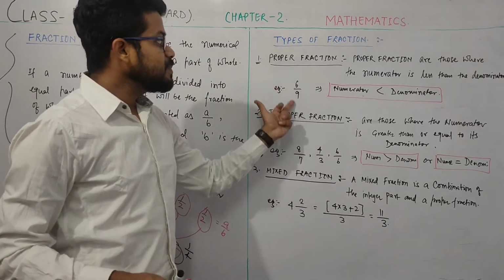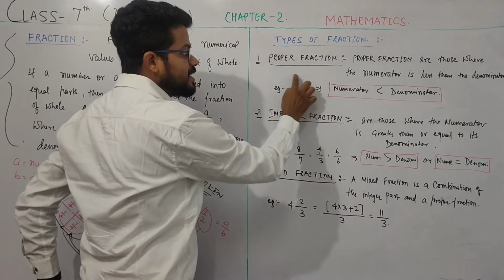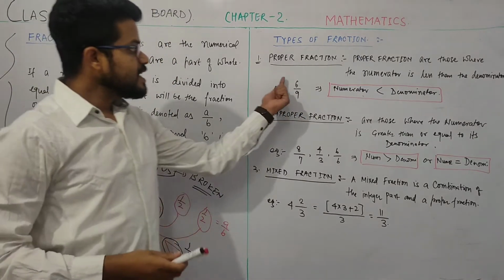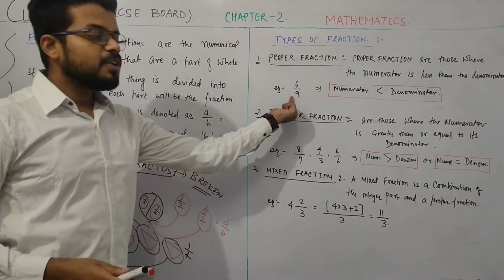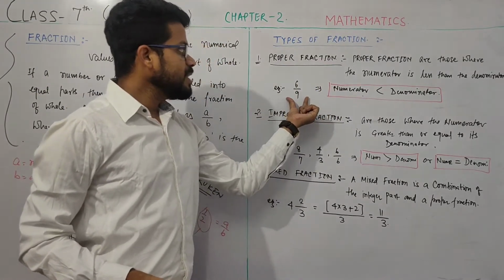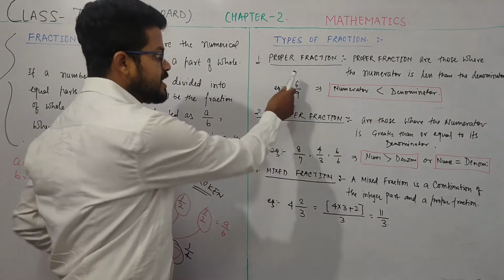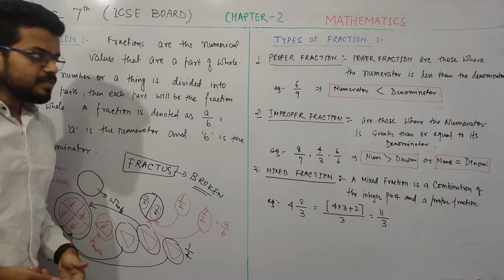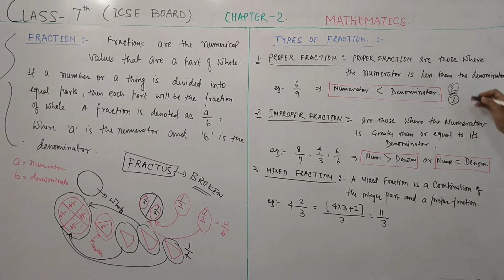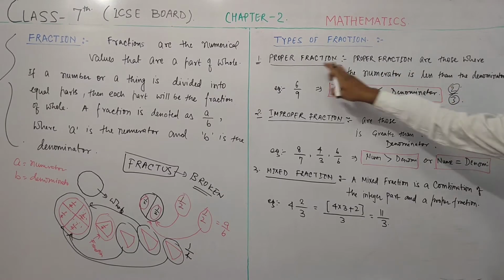Example, if I have 6 by 9, this is a fraction. Whenever you get a term like this, it represents a fraction, where 6 is the numerator and 9 is the denominator. Here the numerator is less than the denominator because 6 is less than 9. Another example, 2 by 3. This is the numerator and this is the denominator, and 2 is less than 3. So I can say that this is a proper fraction.